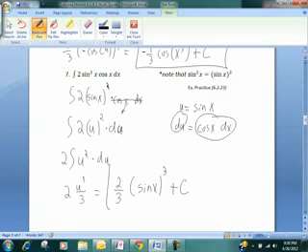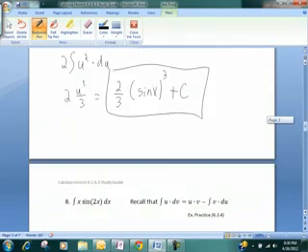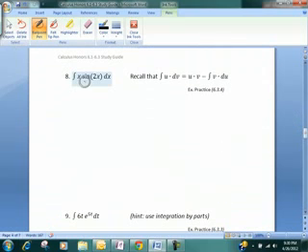Don't forget your plus c, because it's an indefinite integral. All right, move on to number 8. Now we're going to use integration by parts. This is section 6.3. So the rule is the integral of u dv is equal to u times v minus the integral of v with respect to u.